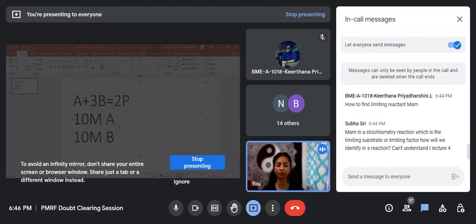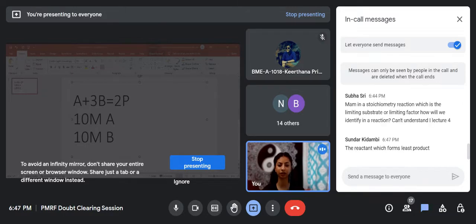So how do you find the limiting substrate in this? Anyone has any guesses on what it is? Before I begin, I would like to tell you that a limiting substrate is not limiting because of its property. It is because of the amount that you put in. That is why it's limiting. It's not because it has an inherent property which is limiting.